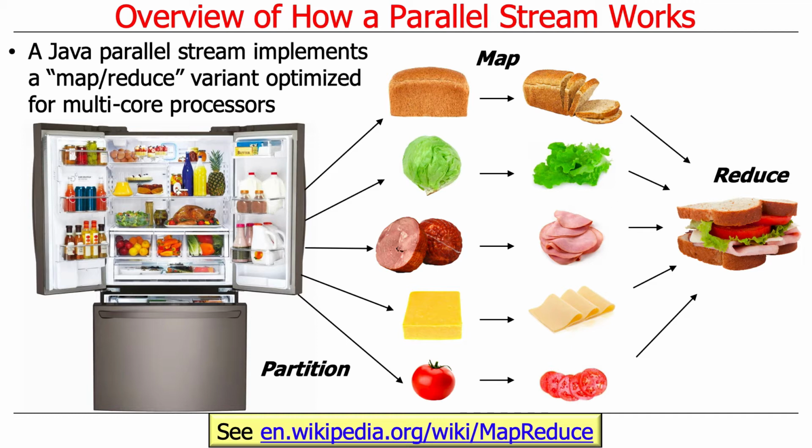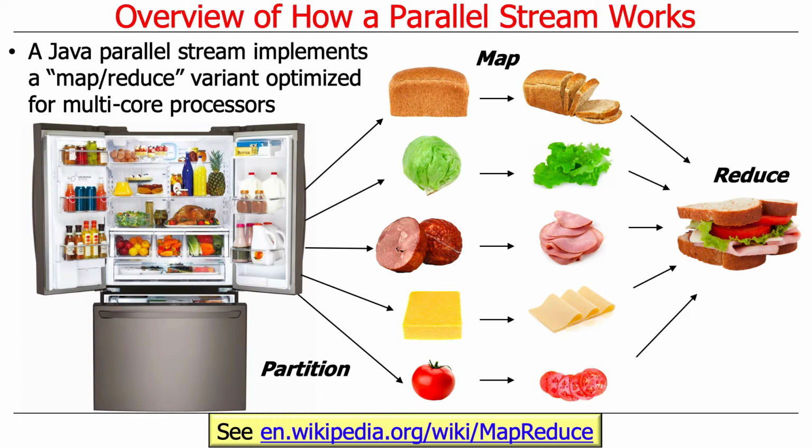The next thing we're going to do is the map phase. We're going to perform some computation or processing on each of the inputs. And obviously what we're doing here is slicing things up. So we slice the bread, we slice the lettuce, we slice the meat, we slice the cheese, we slice the tomatoes and onions or whatever else you're going to put in the sandwich. So that's the map phase.